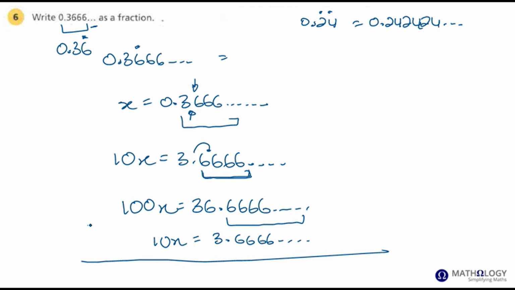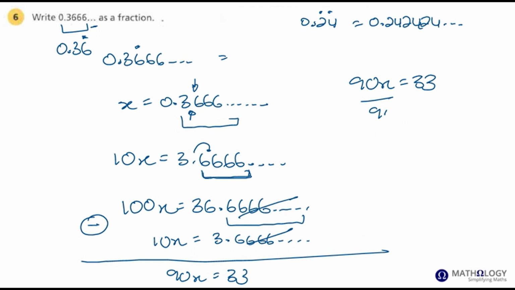And now we're going to subtract these expressions. So 100x minus 10x is 90x. 36 minus 3 is 33. And the decimal part, 0.66666, minus the decimal part, 0.66666, will cancel. That is why we are doing this. So 90x equals 33. We now divide both sides by 90. X is 33 over 90.